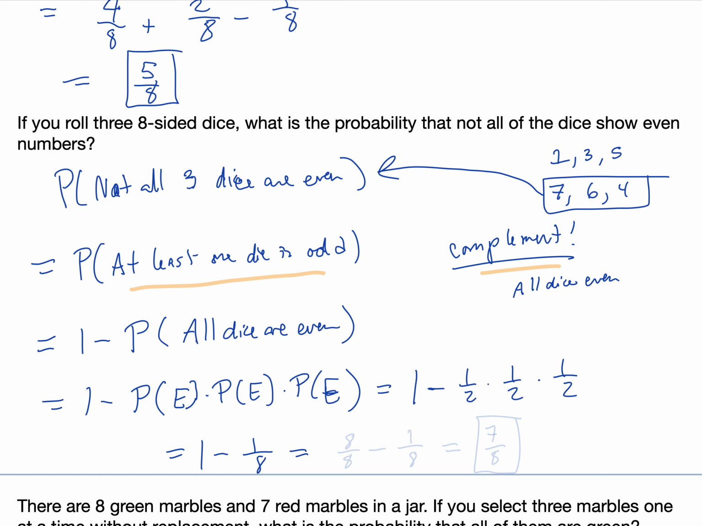And so we could write this as 8 out of 8. 1 is the same as 8 out of 8. We need a common denominator when we subtract fractions. So 8 out of 8 minus 1 out of 8, that's 7 out of 8 is that probability.